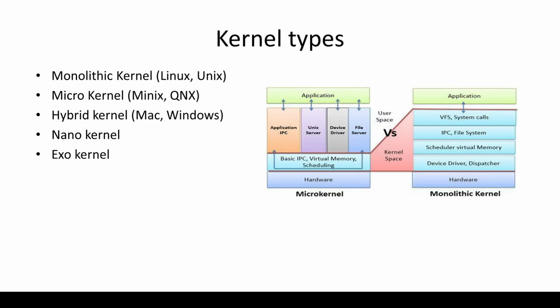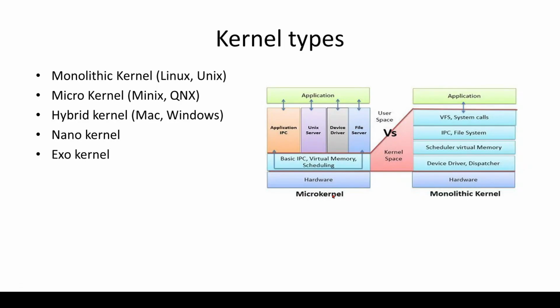In a monolithic kernel, all services, IPC, VFS, virtual memory, scheduler, and device drivers, live in kernel space, in the same memory address space. Advantages: faster communication within the internal services and with the application. Disadvantage: if any kernel space service crashes, it brings the complete system down.